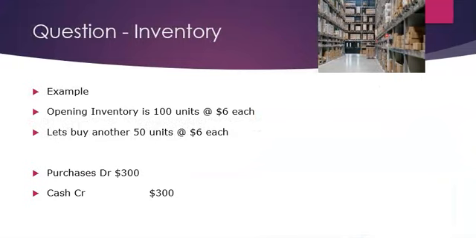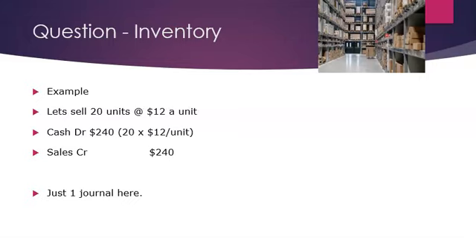Now in our example, just like our perpetual inventory video, we have opening inventory of 100 items at $6 each. We're going to buy another 50 units at $6. So the journal, purchases debit for $300 and cash credit for $300, presuming that we're paying for the goods or the inventory in cash.